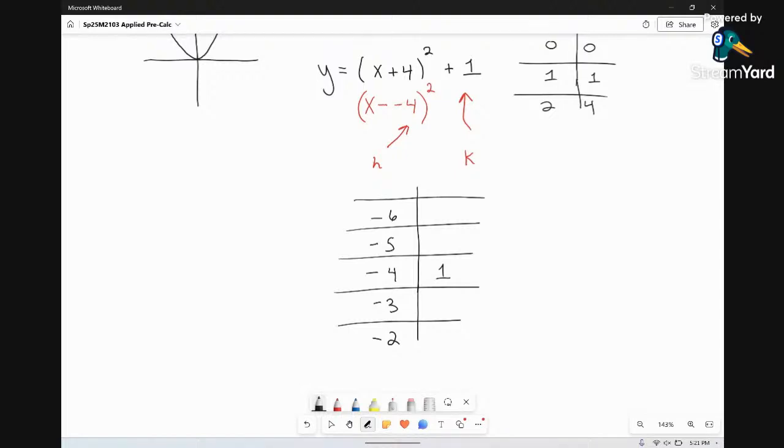So once you have that kind of main point, we can sub in -5. Remember, it's the original function. This would become a -1. Squaring it becomes a +1. Adding 1 becomes a 2.